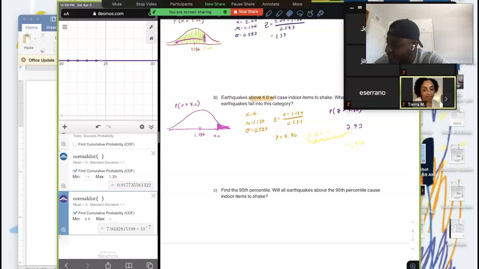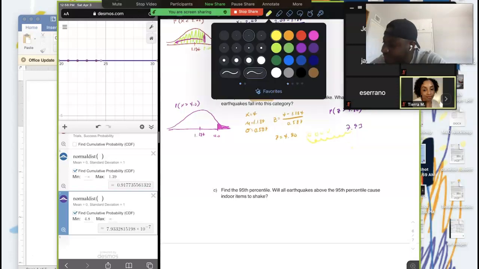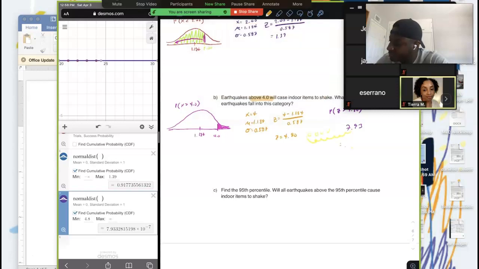You can't see yellow. I can't see that. What do we get? 0.000000793. And then remember, this should be really small because our z-score is 4.8, so it should be pretty small.